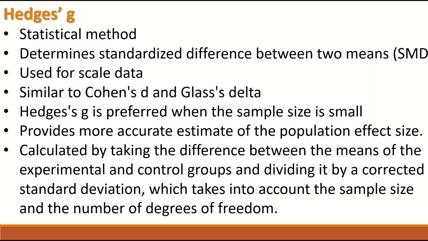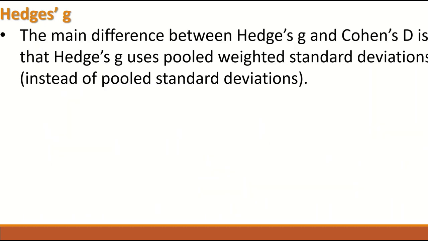How do we calculate the Hedges G? By taking, first of all, the difference between the means of the experimental and the control groups and dividing it by a corrected standard deviation, which takes into account the sample size and the number of degrees of freedom. What does that mean? It means that the main difference between Hedges and Cohen's D is that Hedges uses the pooled weighted standard deviation instead of the pooled standard deviation when performing meta-analysis.